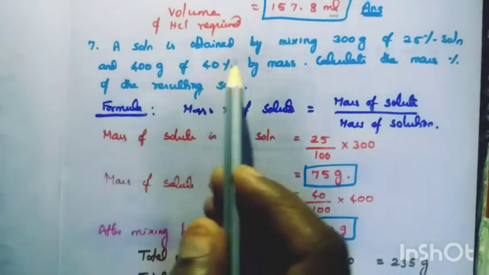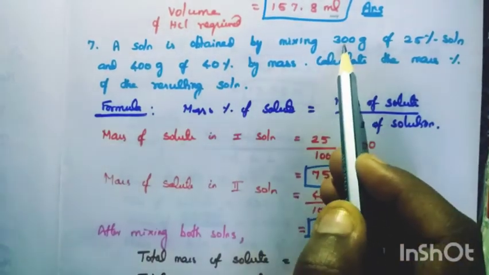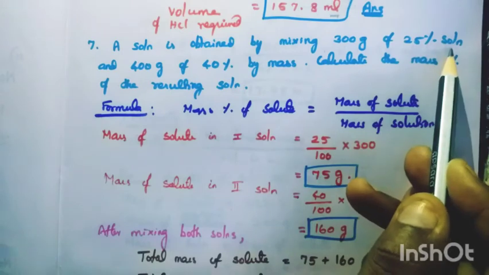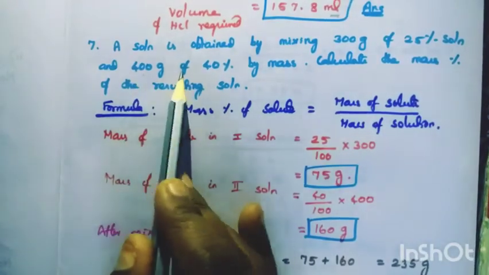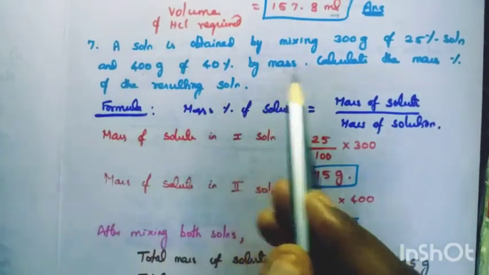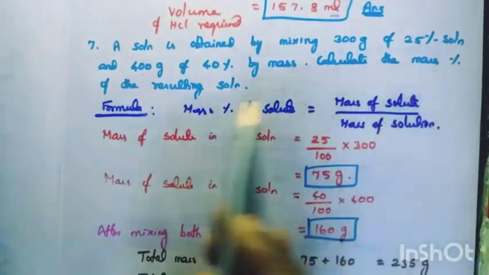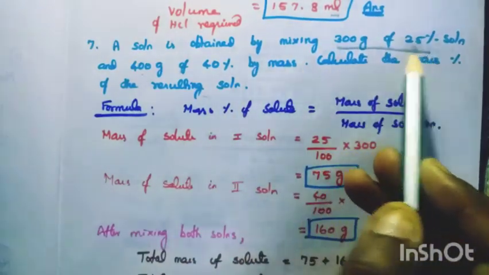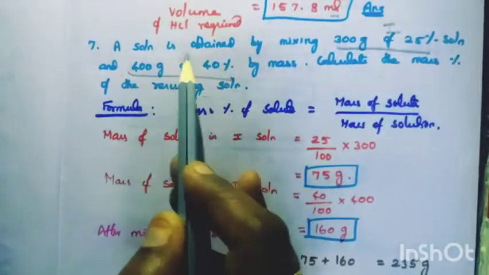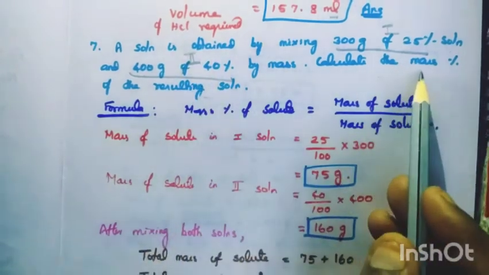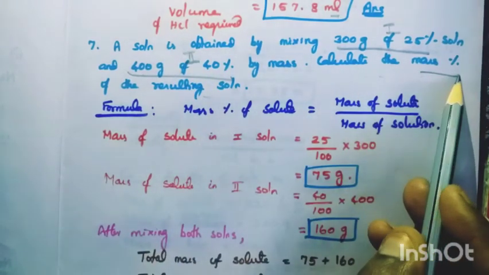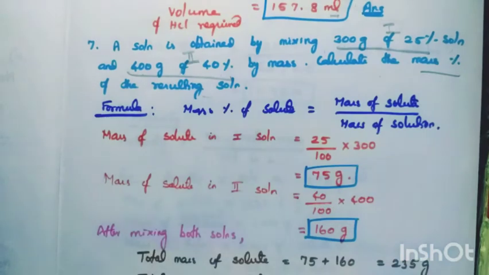A solution is obtained by mixing 300 gram of 25% solution and 400 gram of 40% solution by mass. Calculate the mass percentage of the resulting solution. This is the first solution, this is the second solution. What is asked? Calculate the mass percentage of the resulting solution. The mixture we have to calculate.